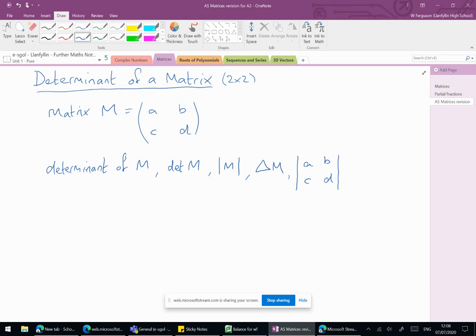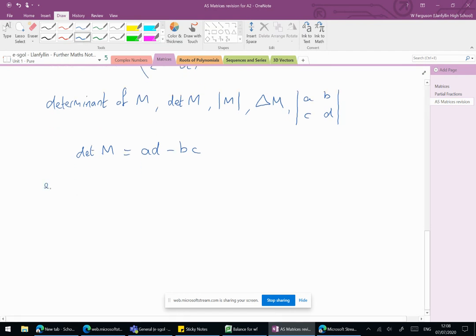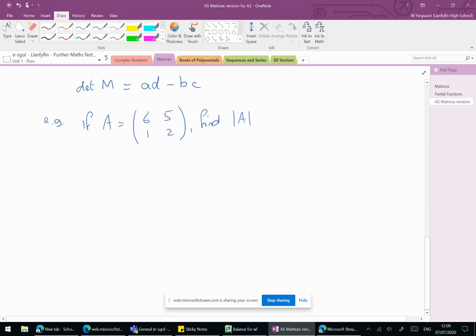So then the calculation of the determinant of the matrix: I take that matrix that I've got there, A, B, C, D, and in order to calculate the determinant, all I do is A times D minus B times C. Okay, so for example, if I've got a matrix A which is 6, 5, 1, 2, and I want to find the determinant of A, all I need to do is 6 times 2, take away 5 times 1. 12 take away 5 gives me 7. So this matrix has a determinant of 7.